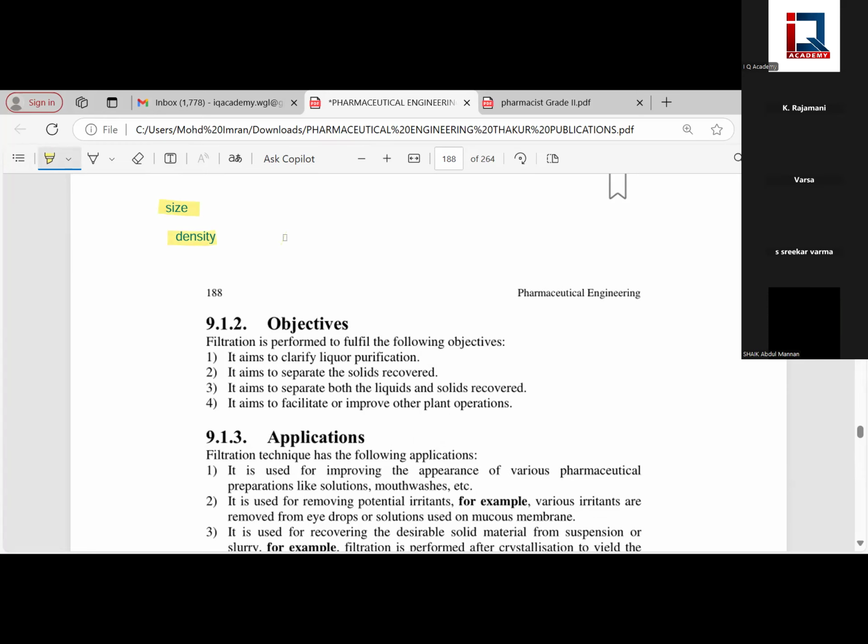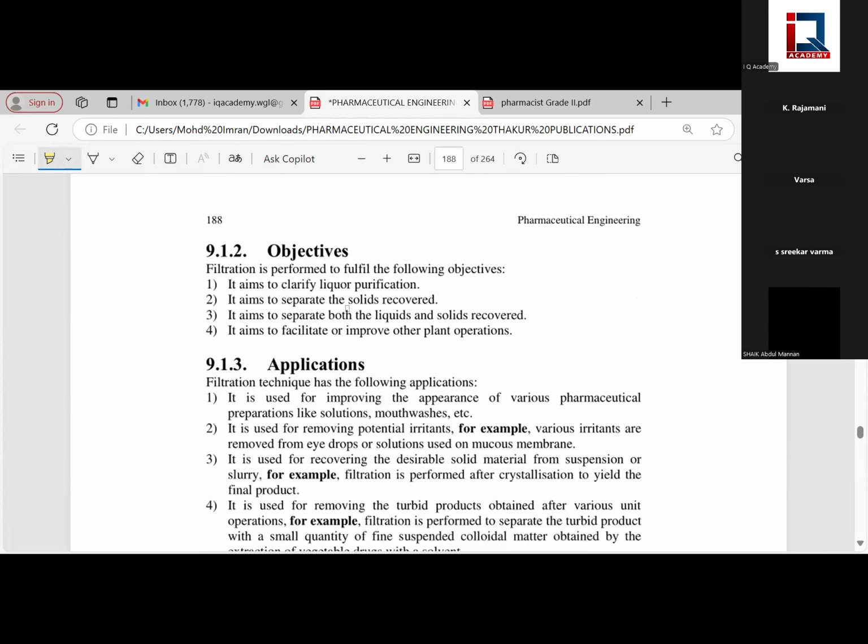So there are a lot of very, very important equipments to be discussed in filtration, like sintered glass filters, membrane filters, most probably bacterial proof filters, and metal filters to be discussed in today's class. Very important and very, very popular plate and frame filter. All these filters we are going to discuss. So let's firstly see what are the objectives of the filtration.